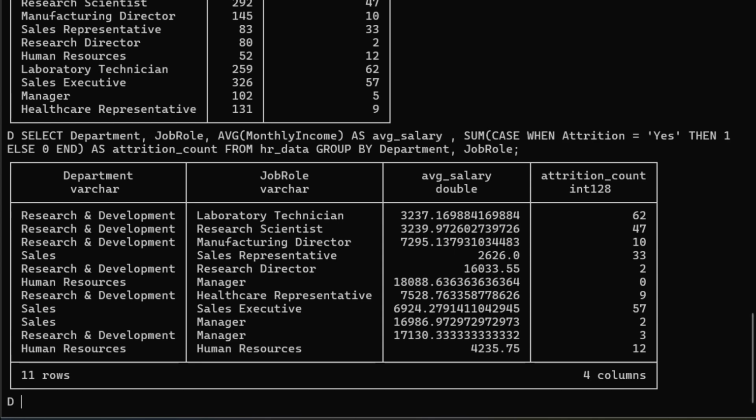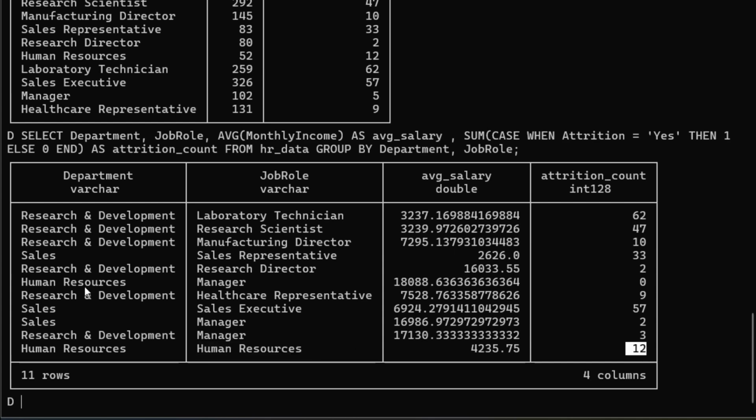The roles with lower salary have higher attrition, and this suggests that employees may be leaving due to low pay, because they are having low pay. And look at the manager salary. Here we get the manager salary, it's almost 16,986, almost 17 to 18K. The attrition is really low.